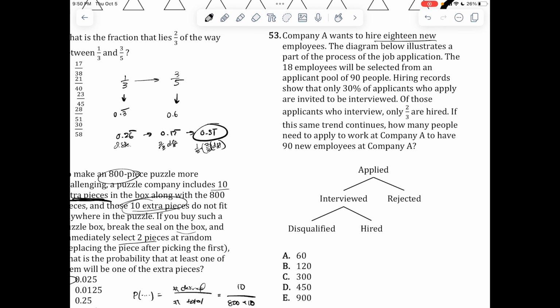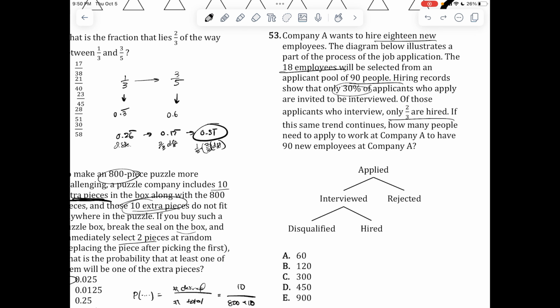Company A wants to hire 18 new employees. The diagram below illustrates a part of the process of the job application. The 18 employees will be selected from an applicant pool of 90 people. Hiring record shows that only 30% of applicants who apply are invited to be interviewed. Of those applicants who are interviewed, only 2/3 are hired. If the same trend continues, how many people need to apply to work at Company A to have 90 new employees at Company A?